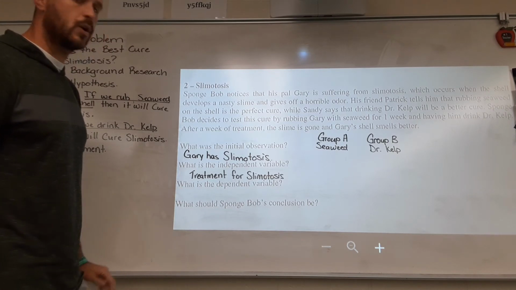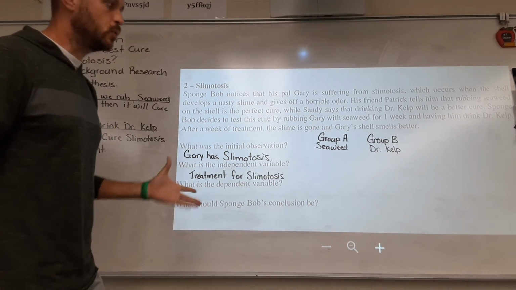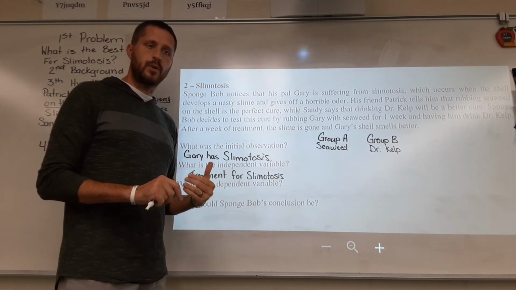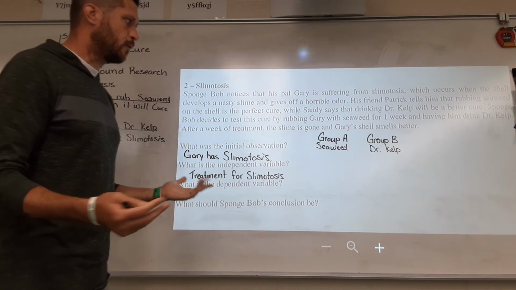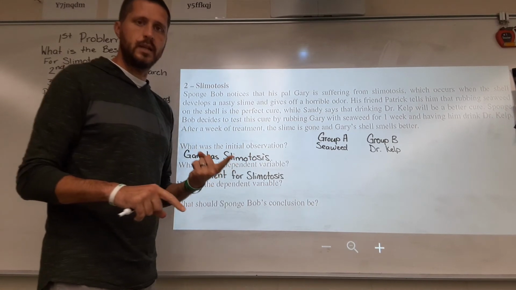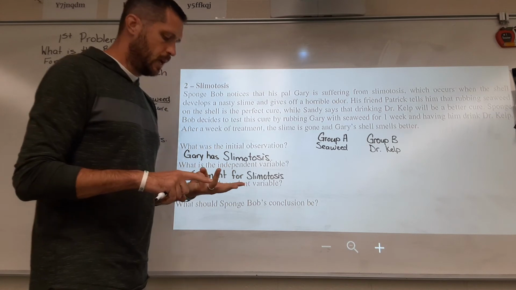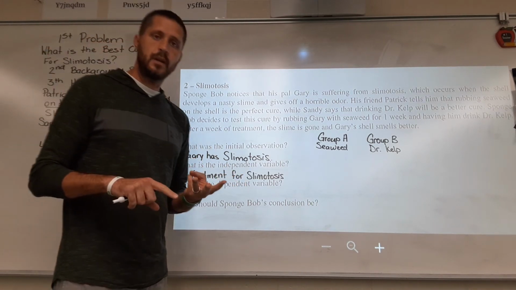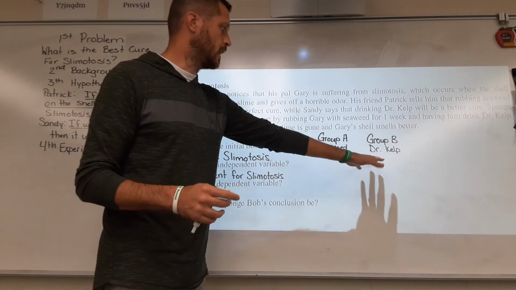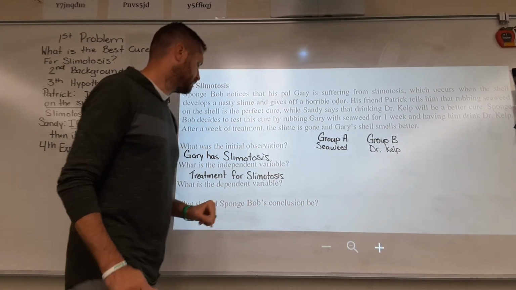Dependent variable. What are we going to count, measure, and calculate to see if our treatment is the same? Before we do that, let's talk about some controls. What are some of the things that we should keep the same for Group A and Group B? Well, probably the species of snail needs to stay the same, right? Probably the diet of the snails needs to stay the same. The cleaning regimen of the snails needs to stay the same. So there's a lot of things for Group A and Group B we need to keep the same. The only thing that should be different, again, is our treatment.